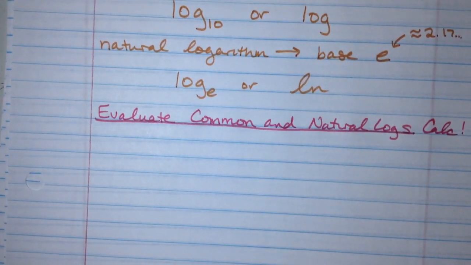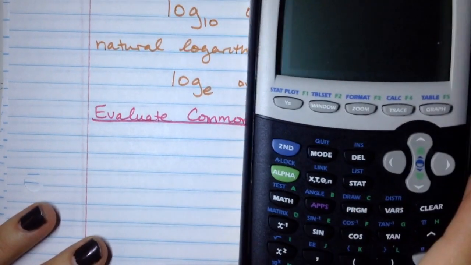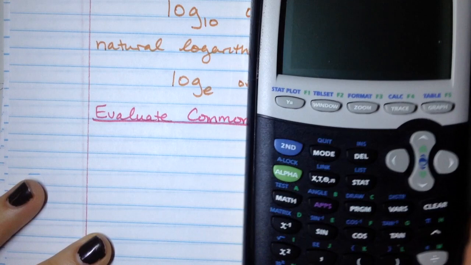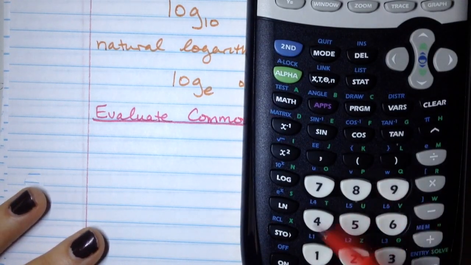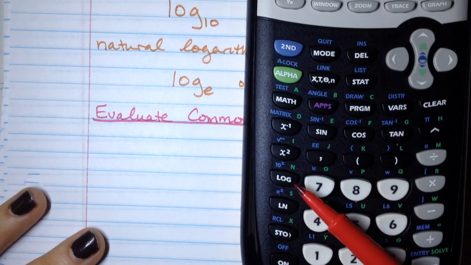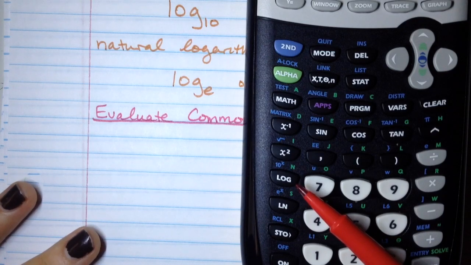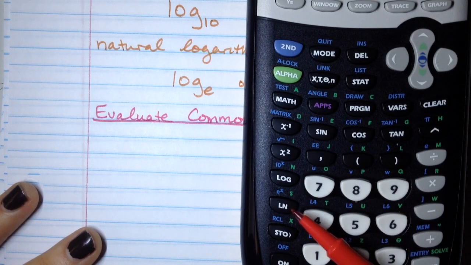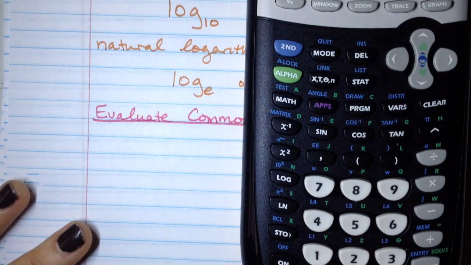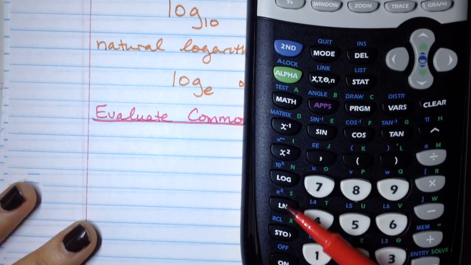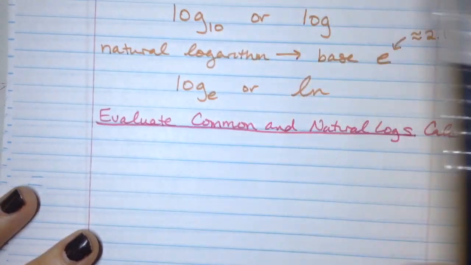Now, if you look at the calculator, there is a button, and it literally says log. That button is over here next to your numbers. You have a log button, which assumes that you have a base of 10, and you have a natural log button, which assumes that you have a base of e. So our calculator will be able to evaluate these types of logs very easily for us.